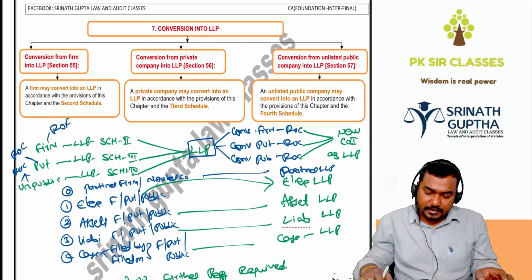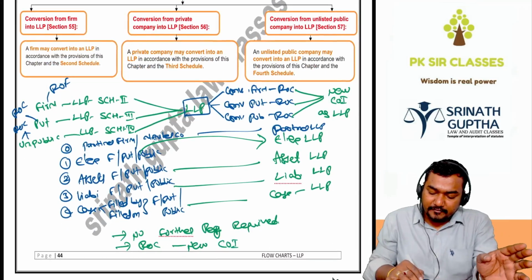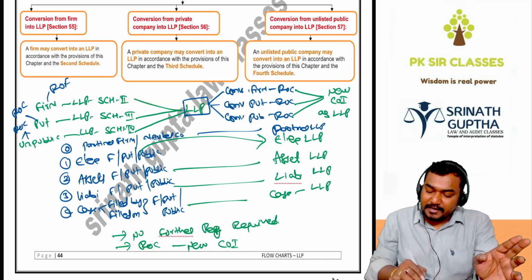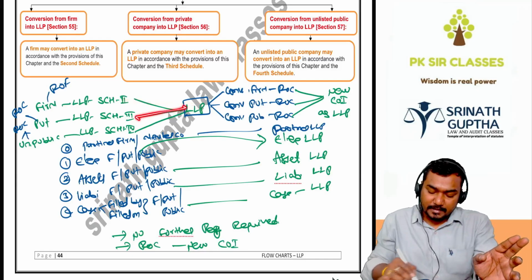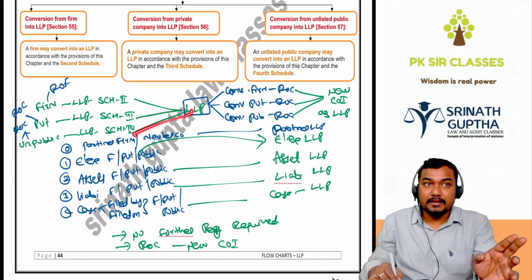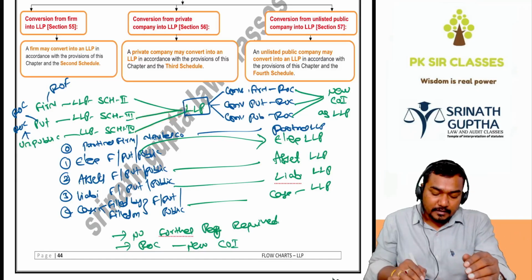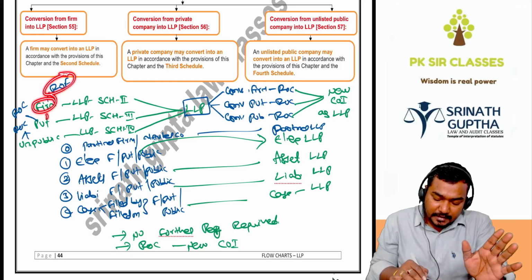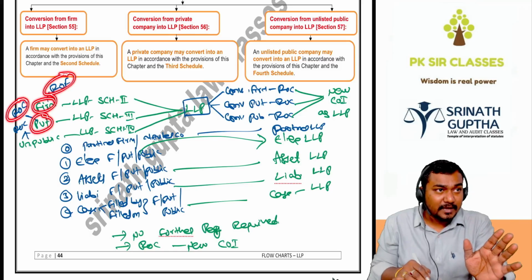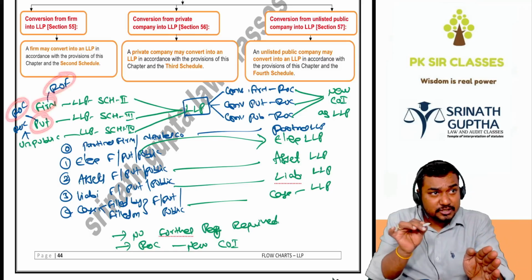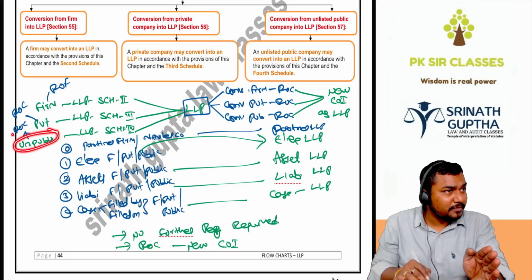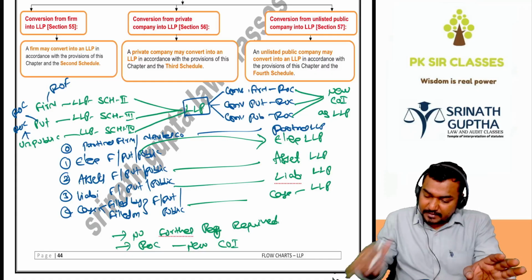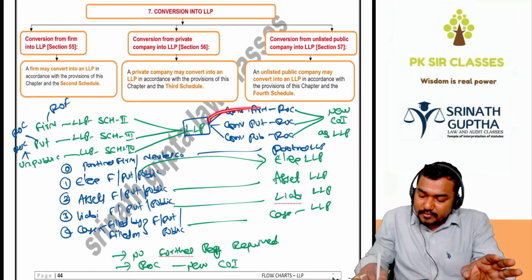Next, conversions. Listen, beta. A firm can convert into an LLP as per Schedule 3. A private company can convert into an LLP as per Schedule 3. An unlisted public company can also convert as per Schedule 3. If you want to convert into an LLP, the firm has to inform the ROC, and the ROC will remove the name of the firm from the register of companies. The private company has to inform the ROC, and the ROC will remove its name from the register of companies. The unlisted public company has to inform the ROC, and they will remove its name from the register of companies. Then after conversion, the LLP has to inform the ROC.